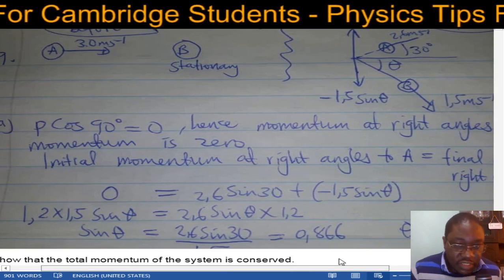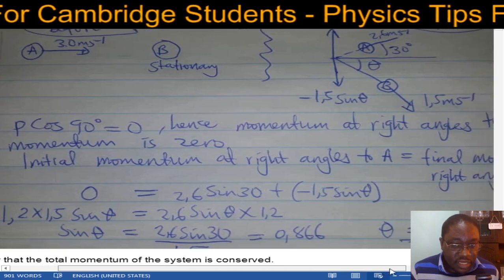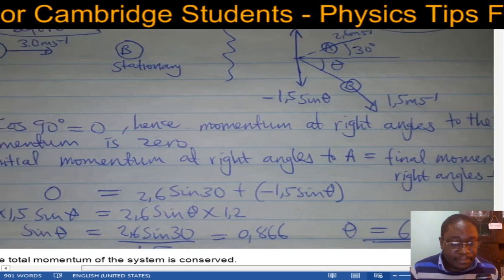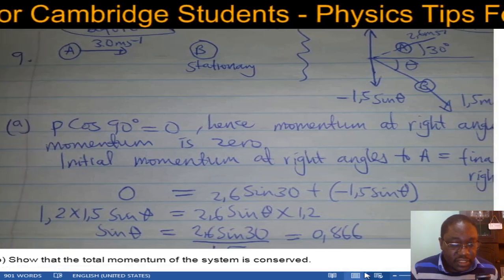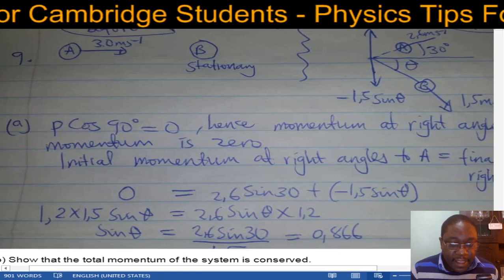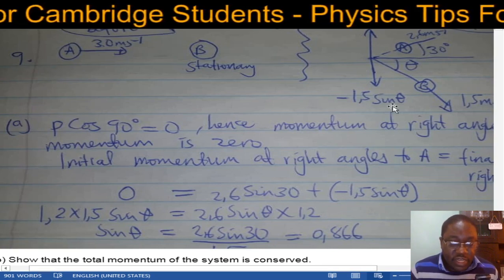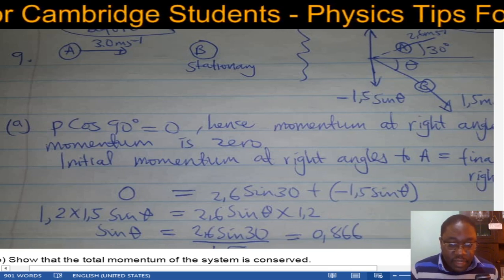Now the initial momentum at right angles to A should equal the final momentum at right angles to A. So 0, that is initial, should equal 2.6 sine 30, plus then also it's going to be minus here. Why? Because this one is going down, it doesn't go up, so it will be 1.5 sine theta.